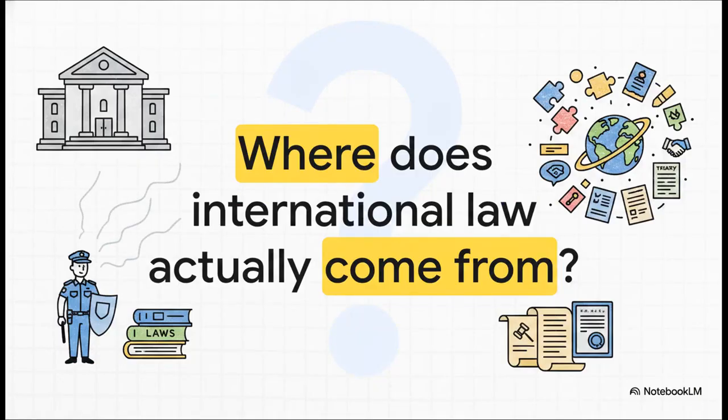So here's the ultimate jurisprudence puzzle you have to solve in your exams. Where does international law actually come from? Domestic law is pretty easy to spot. You've got a centralized legislature writing the rules and a police force enforcing them. But on the global stage, there's no world parliament. There's no global cop. So without a centralized global legislature, we have to look really closely at specific sources to find any kind of binding authority.